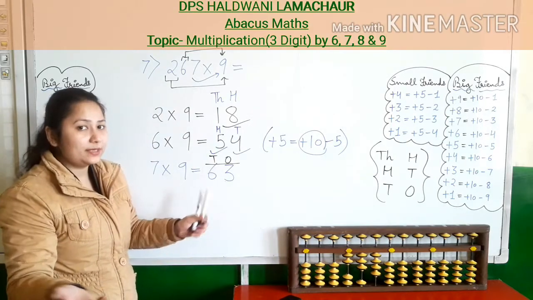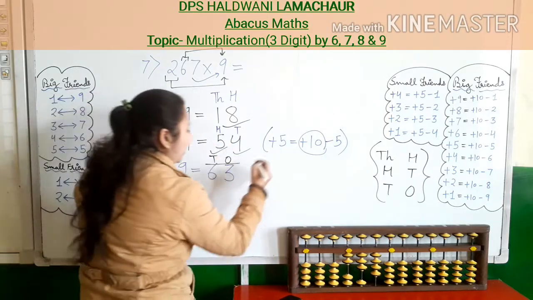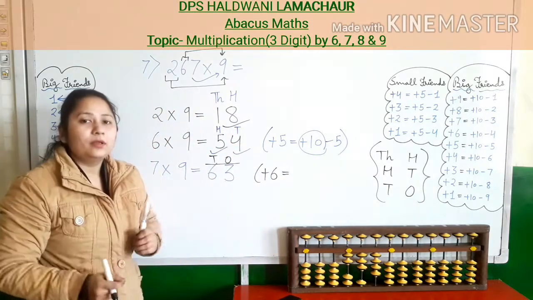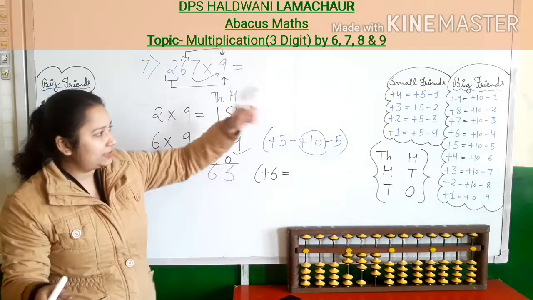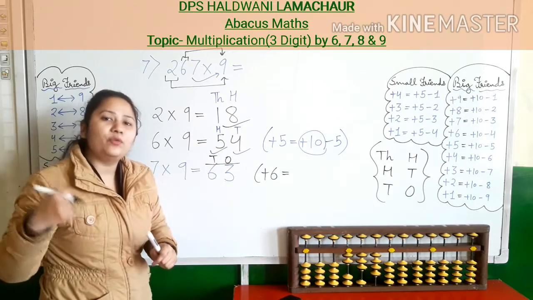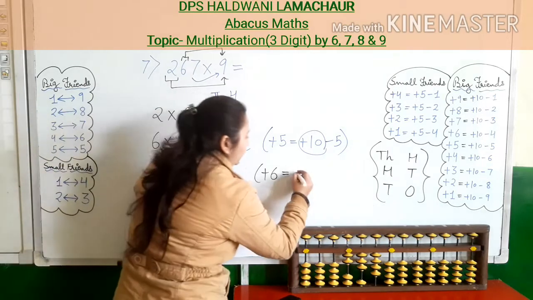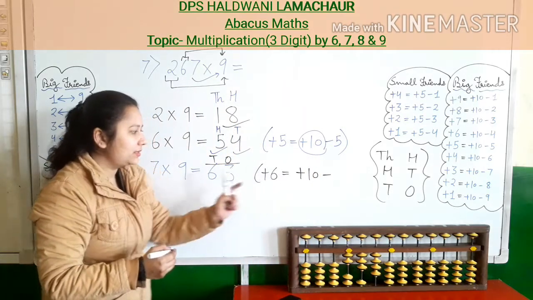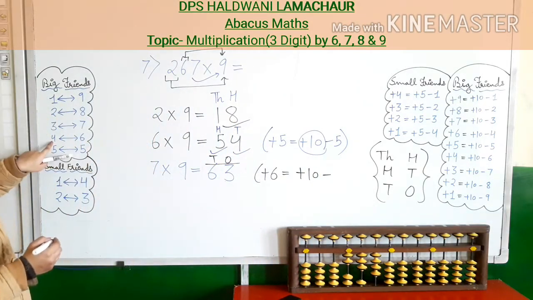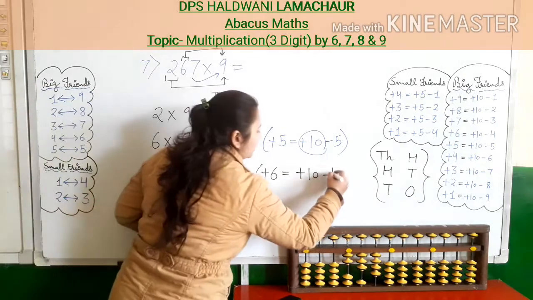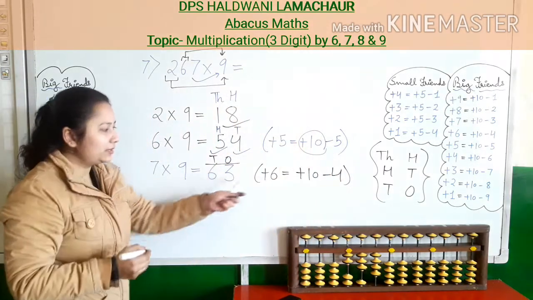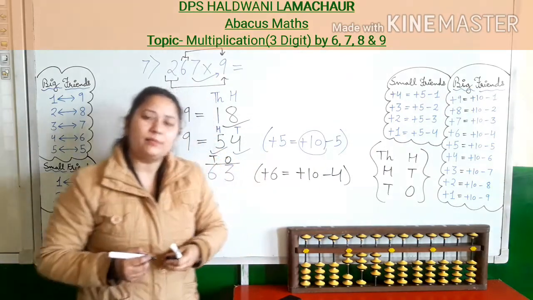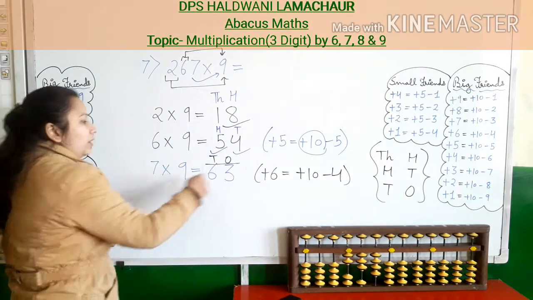6 means, see, 5 you can add, but 1 is not there. So how will you add 6? Again there is a lack of beads for adding 6. There is no formula for 6 in the small friends, so you will go for the big friends. For adding 6, 10 minus 6 is the friend of 4, so minus 4. You can see there, for plus 6, plus 10 minus 4, I have written the big friend formula.